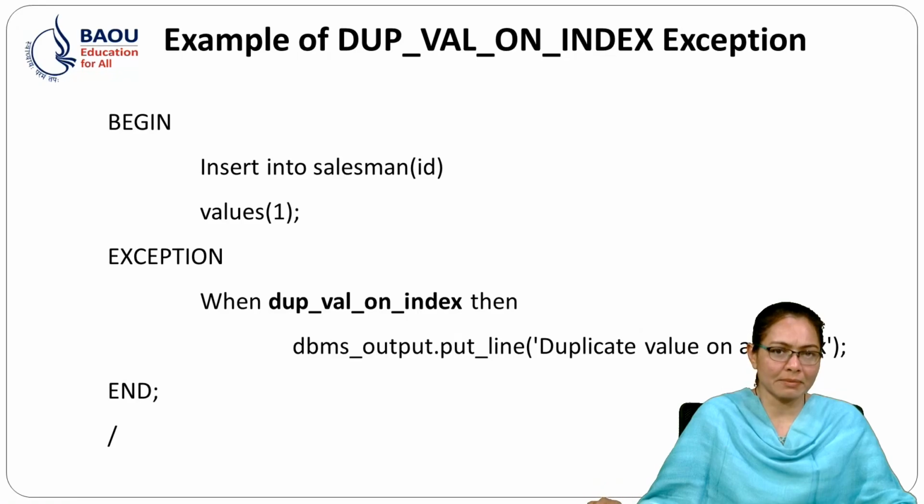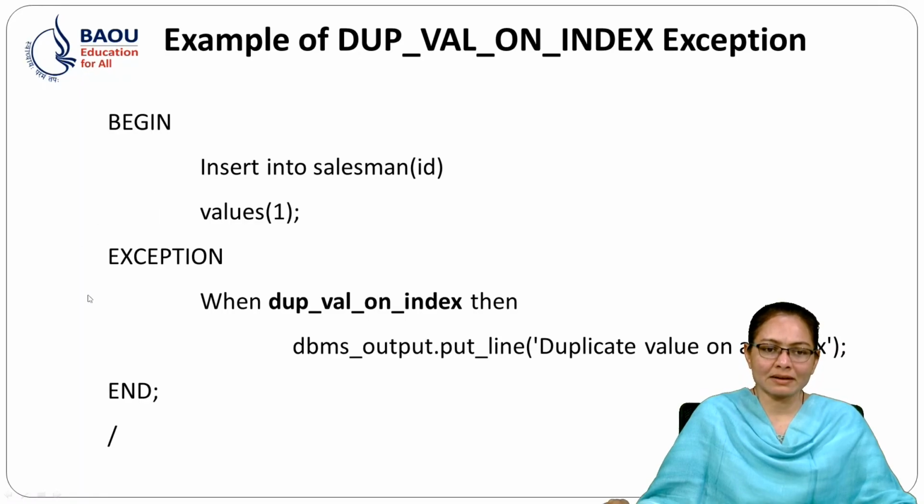See, in this example, in the salesman table, the ID column is a primary key, so it will not store a duplicate value. If you try to insert a duplicate value, like in begin, insert into salesman with ID value 1, which is already inserted in the ID column, then an exception or duplicate value error is generated.